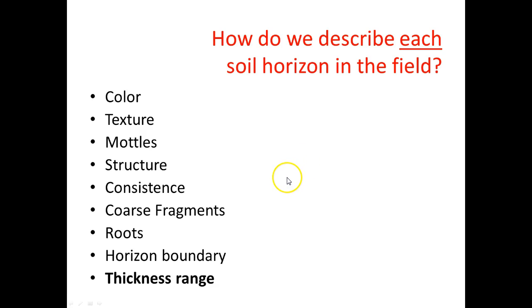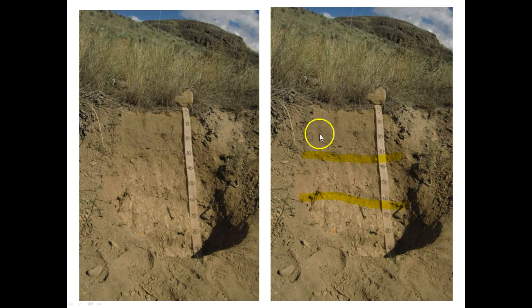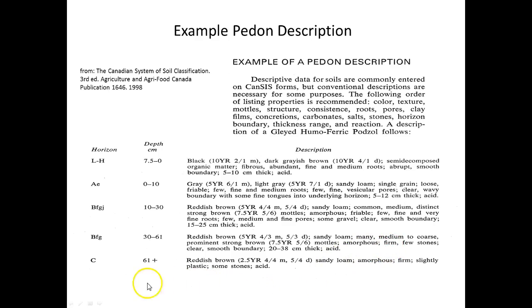So lastly, thickness range. I talked about this a fair bit in the video on conventional soil pedon descriptions. Here what you're going to do is take an average of the thickness of the soil, and you're going to report that as part of your soil pedon description. So you place your measuring tape at the top of the mineral horizon and get some estimates for each horizon. And all this information from Part A and Part B is going to fit into a really nice description, and here's how we're expecting you to do it.